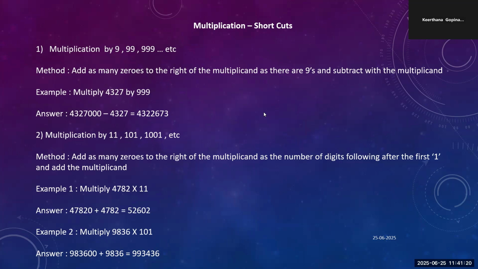9836 into 100 is 983600. Correct. Plus, there is one more, right? Plus 9836. Multiply 9836 by 1, which will give you 9836. The answer is 9,93,436. So the simple concept here is that 101 can be expressed as 100 plus 1, and the same number has to be multiplied with 100 and again with 1. That is all. Got it?